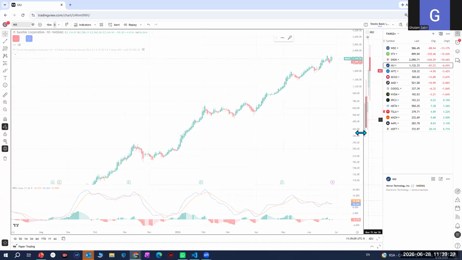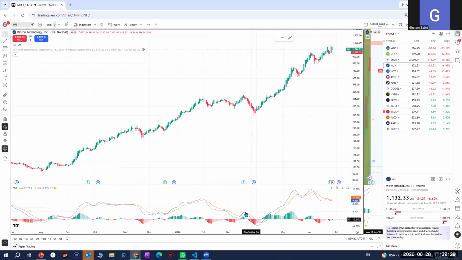If you take a look at MU, for example, in March when the war started, from the 1st of March onward, PPO even came down below zero. Since the stock was strong, as soon as its PPO crossed over here, this was your signal that this bullish trend has resumed. So that's one way of looking at it. PPO gives you an idea of whether the momentum is fading or increasing.